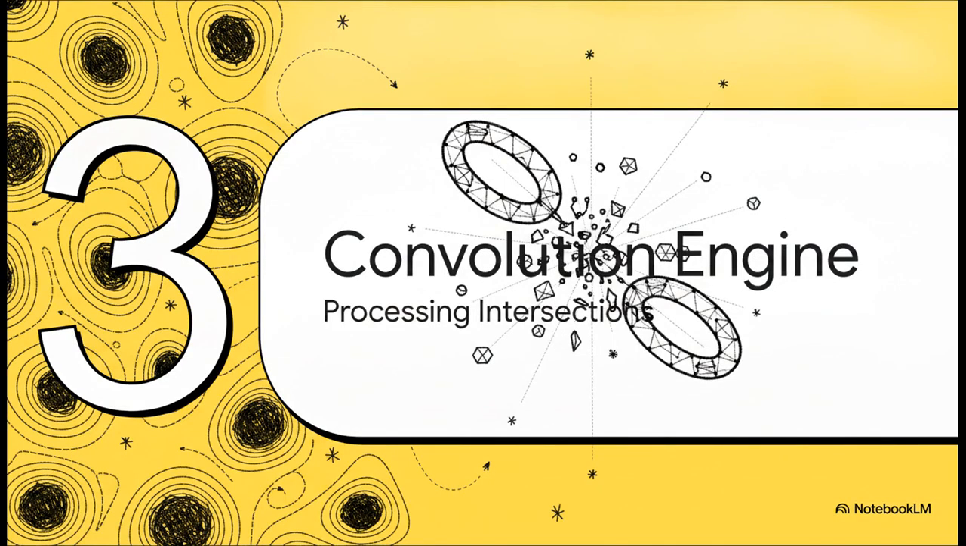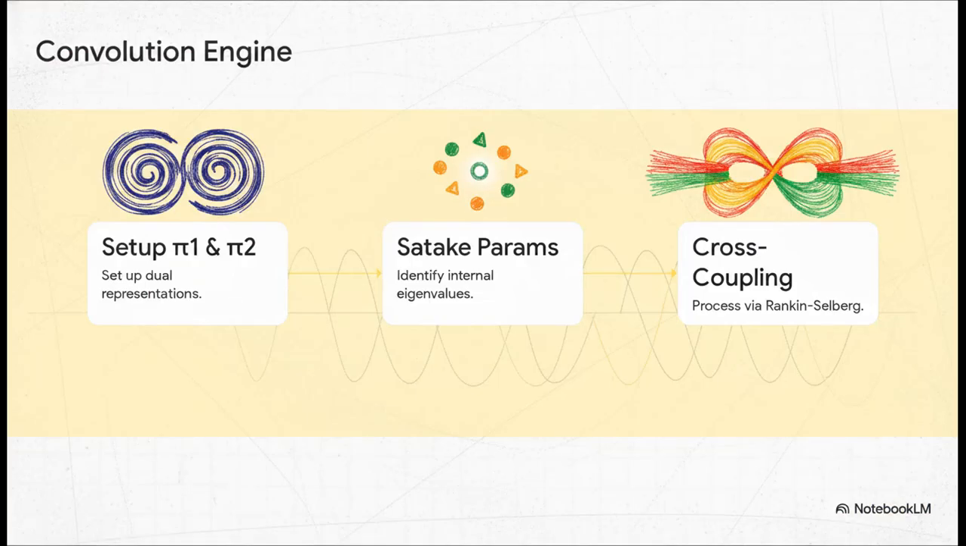But what happens when things get tangled up? Let's look at Part 3, the cross-channel convolution engine, processing group ring intersections. When two independent group ring assemblies intersect, we process the interaction using a multi-step Rankin-Selberg convolution. First, we set up two independent automorphic representations for the intersecting groups.